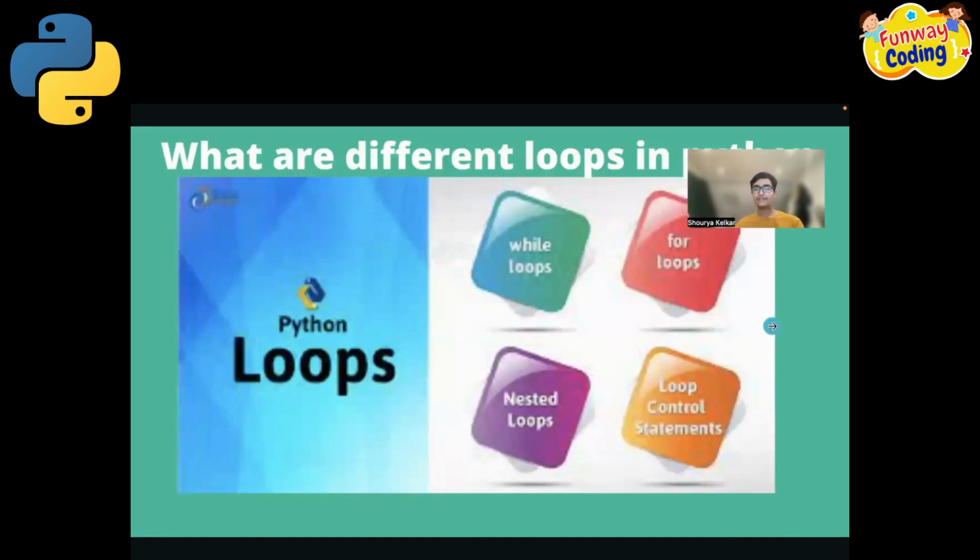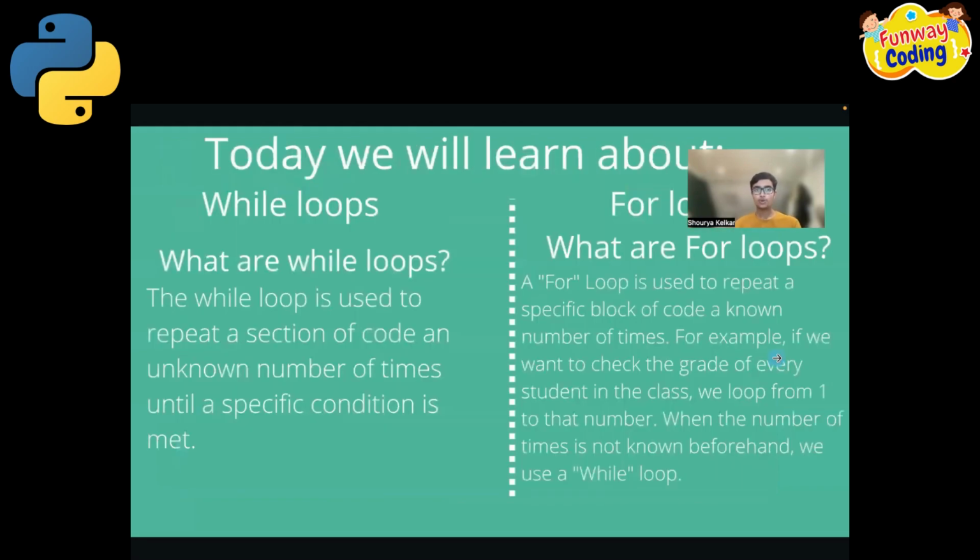So there are different types of loops in Python. We can have the while loop, the for loop, as I said before, and nested loops. So you've got a while loop and you can have a for loop inside the while loop, or you can have a while loop inside the for loop, or you can have a while loop inside a while loop inside a while loop. You can get as nested as you like. And the loop control statements are another type. Today we'll be learning about while loops and for loops.